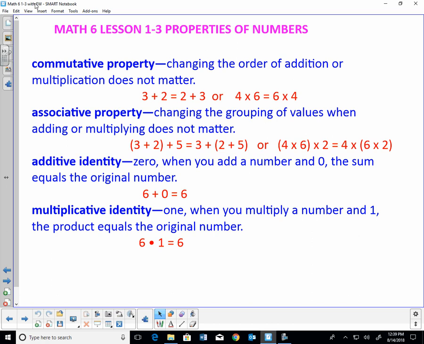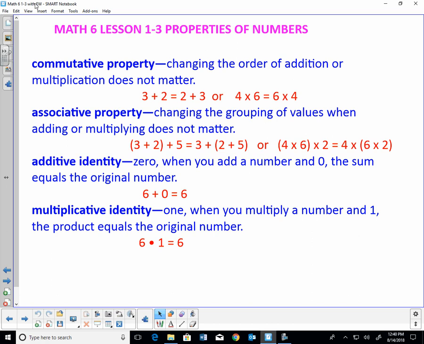The associative property says that changing the grouping of values when adding or multiplying does not matter. It doesn't matter how I group them. For example, if I have 3 plus 2 plus 5, I can add the 3 and the 2 first and then add the 5. Or I can add the 2 and the 5 first and then add the 3. Either way, I get 10. I can say 3 plus 2 is 5, plus 5 is 10, or I can say 2 plus 5 is 7, plus 3 is 10.